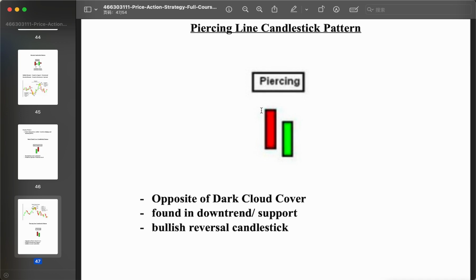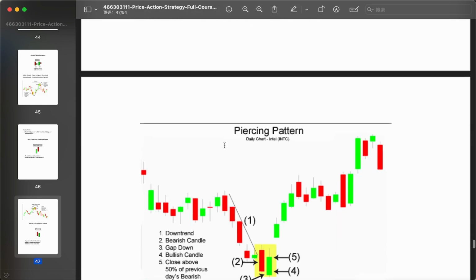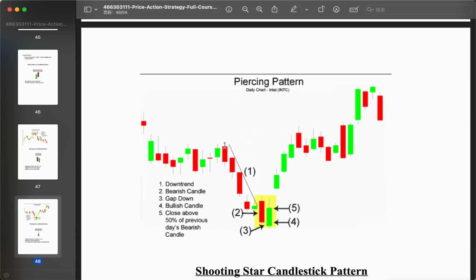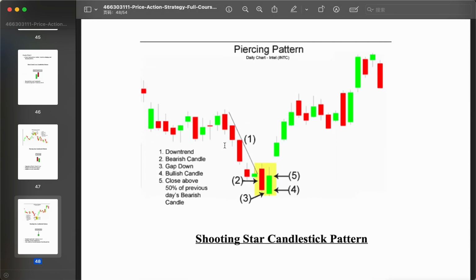So here, this is the piercing line candlestick pattern. This is the opposite of the dark cloud cover. It could be found in downtrend and support line. And this is a bullish reversal candlestick. So it goes the opposite way. So this is the piercing pattern.